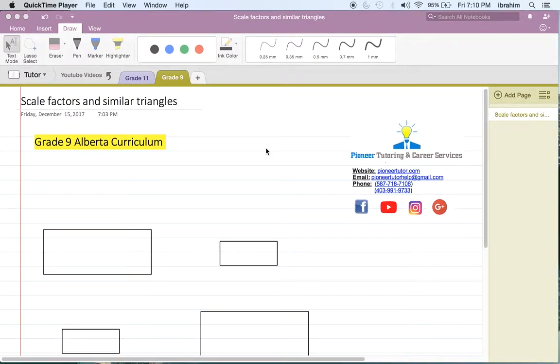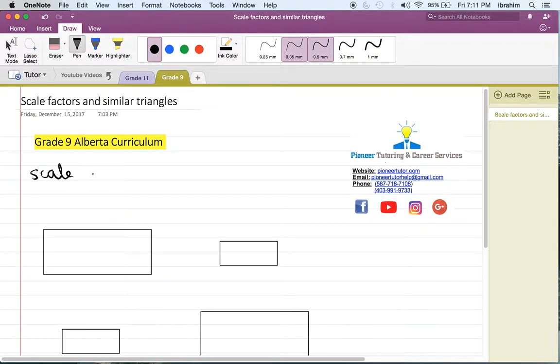In this session, we'll be going through an example from grade 9 Alberta curriculum on scale factors and similar triangles. So let's start off with the definition of a scale factor. Scale factor is essentially by how much you increase or decrease an object by.